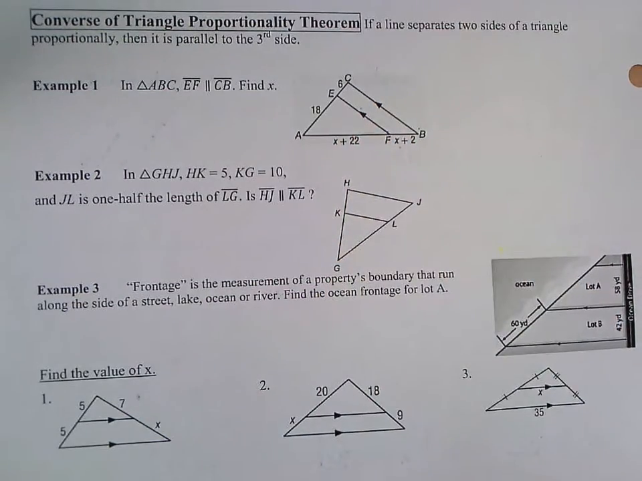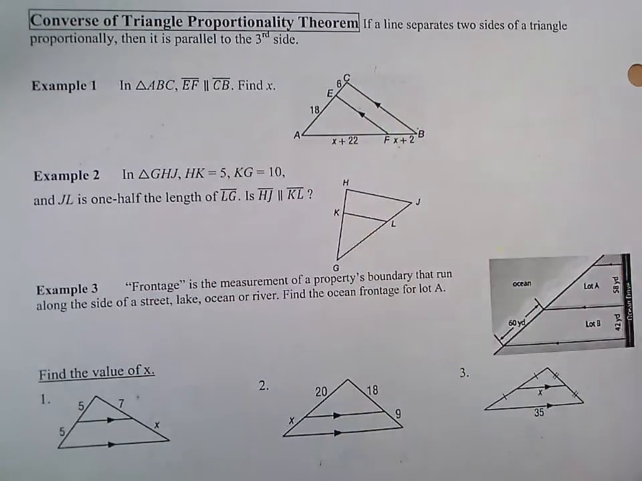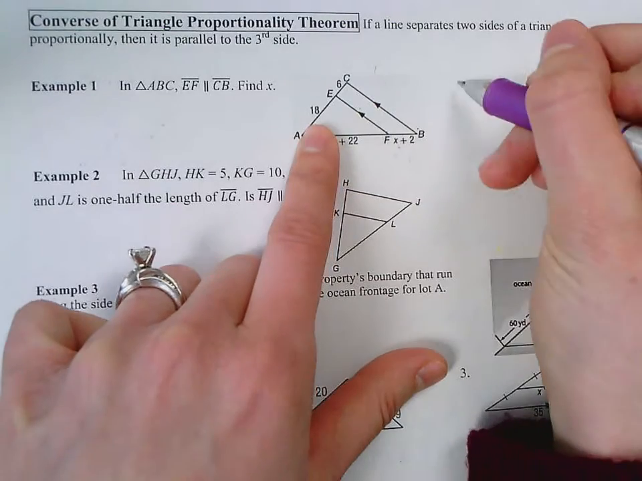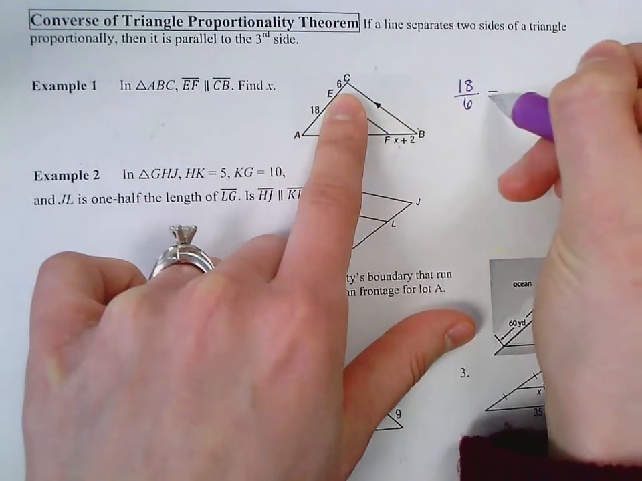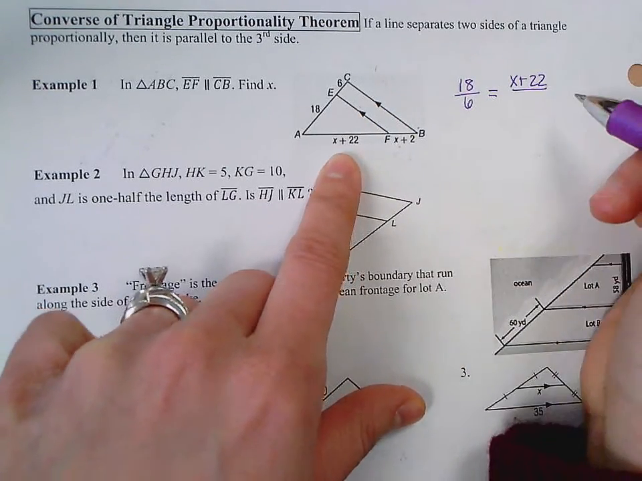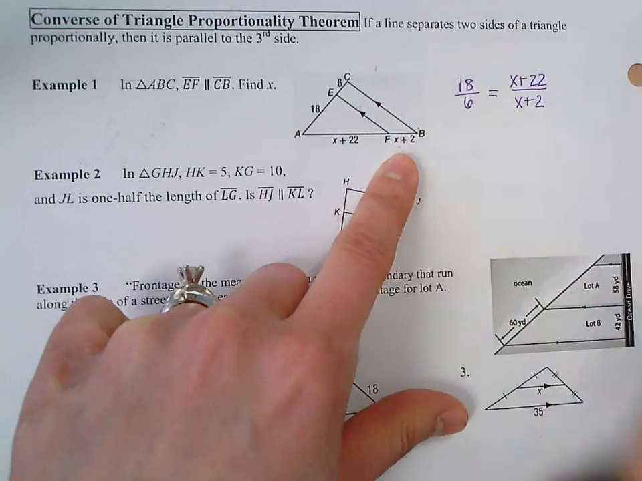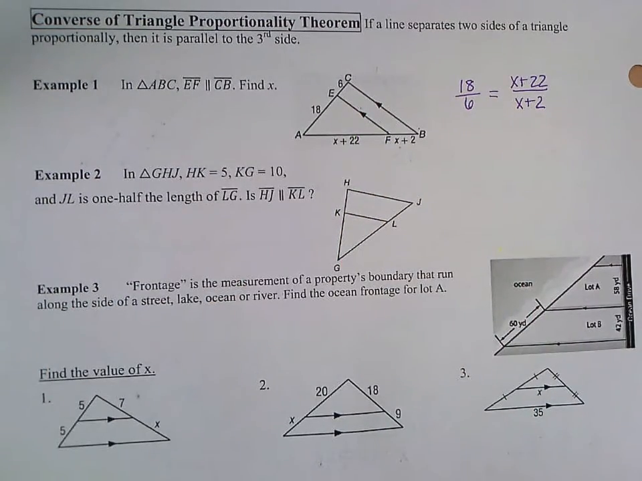And you can still do it that way, but this is what that triangle proportionality theorem states. It says I can set it up this way instead. I can say 18 over 6 should be equal to x plus 22 over x plus 2. So these parts are proportional to each other, which makes it a little easier to set up.